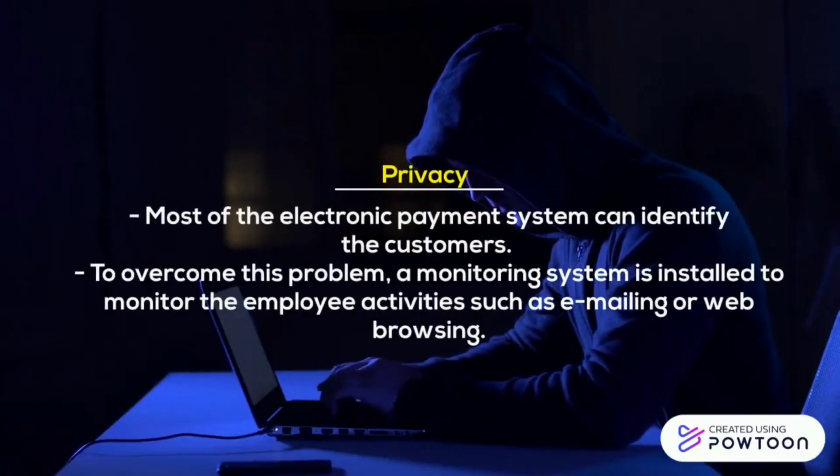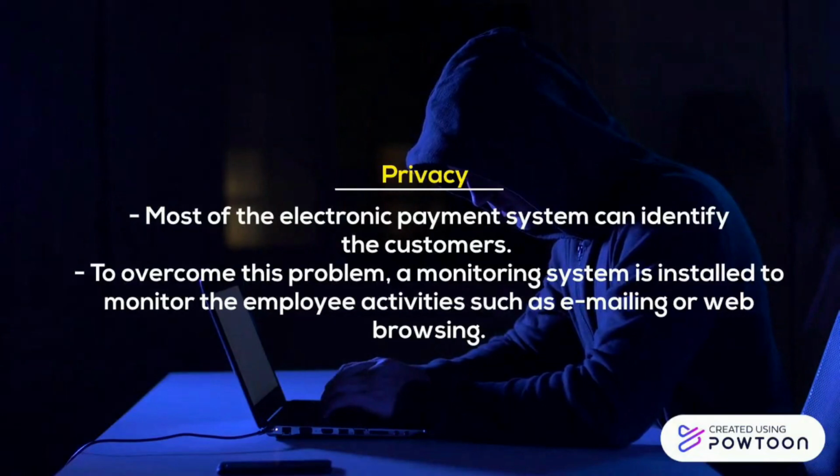Second, privacy. Most electronic payment systems can identify the customers. So to overcome this problem, a monitoring system is installed to monitor employee activities such as emailing or web browsing. And also, eBay uses procedural and technical safeguards such as Secure Socket Layer (SSL), encryption, and firewall in protecting customer personal information against data thieves, unauthorized access, and disclosure.